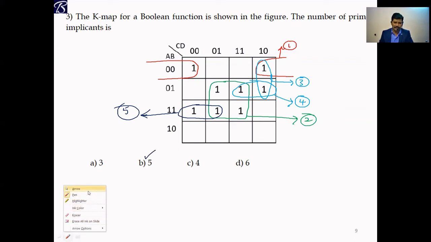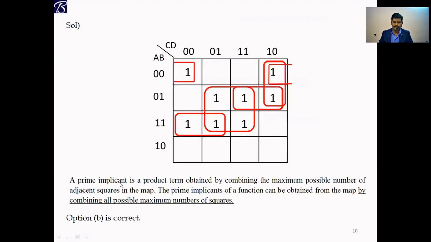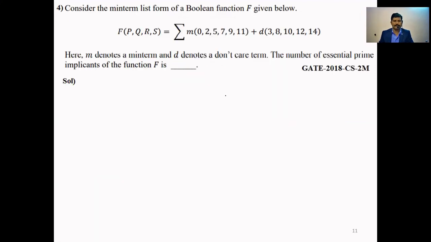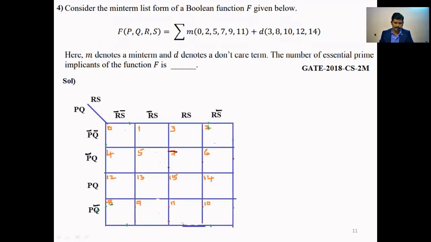Let us check the answer. Yeah, option B is correct. Okay, this was a 2 marks question. Let us try to group.